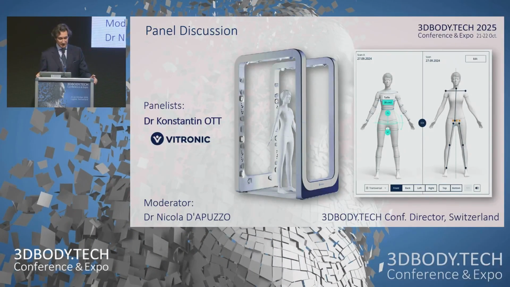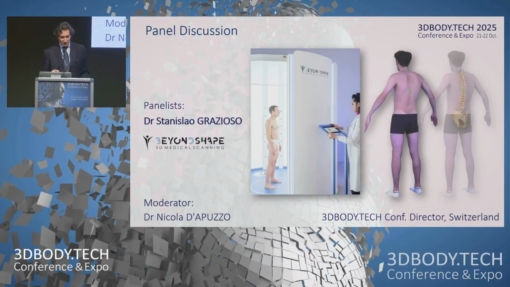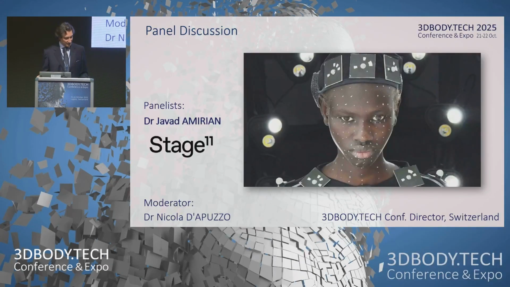VITRONIC has a 3D full body scanner for precise measurements and analysis for sports and medicine. BeyondShape has developed a medical 3D scanner for medical application with AI processing. And Stage 11 is a 3D capture studio for content creation dealing with 3D scanning, modeling, motion capture, volumetric capture, and Gaussian splatting.